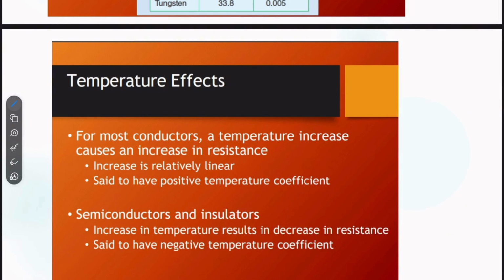Temperature effect. For most conductors, a temperature increase causes the resistance to increase. The increase is relatively linear, said to have a positive temperature coefficient. For semiconductors and insulators, an increase in temperature results in a decrease in resistance, said to have a negative temperature coefficient.